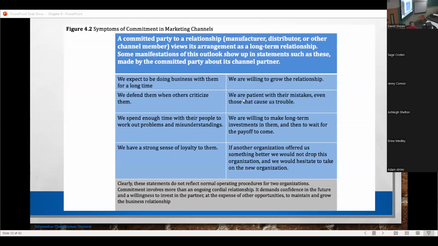And so how do you do those? This is kind of how you know whether or not you're having a committed relationship. These are the things that you will see. You'll defend them if others criticize them. You expect to be doing business. You have a sense of loyalty. You're willing to make long-term investments and then wait for those payoffs to come.